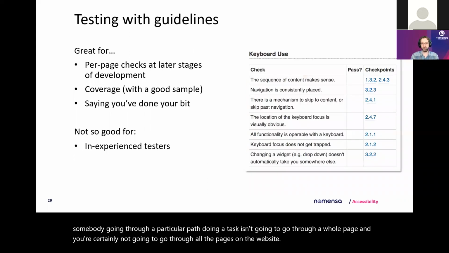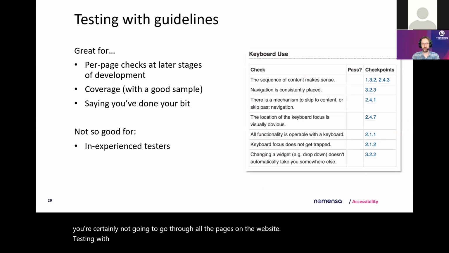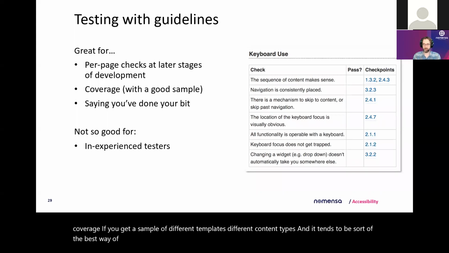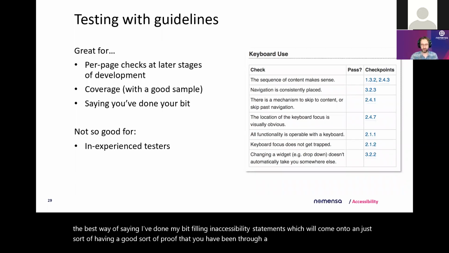Testing with guidelines is good, especially at the later stages of development. You can get very good coverage if you get a sample of different templates, different content types, and it tends to be the best way of saying I've done my bit, filling in accessibility statements, which we'll come on to, and just having a good proof that you have been through a website. It does take some experience though.